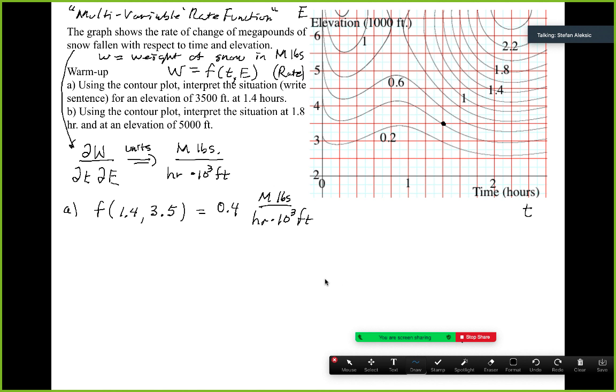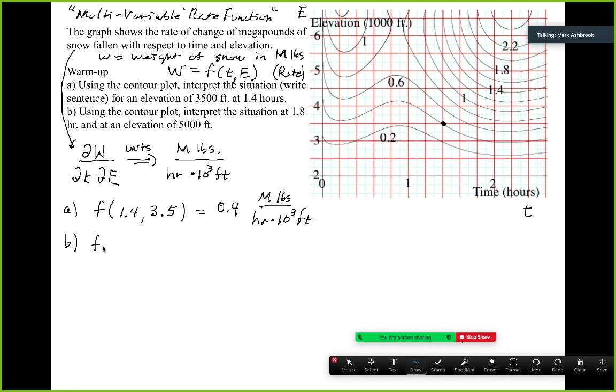Yes, so what you're doing is similar to how you would look at various functions of one variable, right? So you're just looking at the time in hours and then the elevation, and then you can see the rate of change for the weight of the snow in pounds. So, yeah, it's the same kind of contour plot that we had before, where if you stay on a contour line, you're staying at a constant value of the output variable, in this case weight. But just now those values are rates of change instead of like quantity. So it's the rate of change per both independent variables.